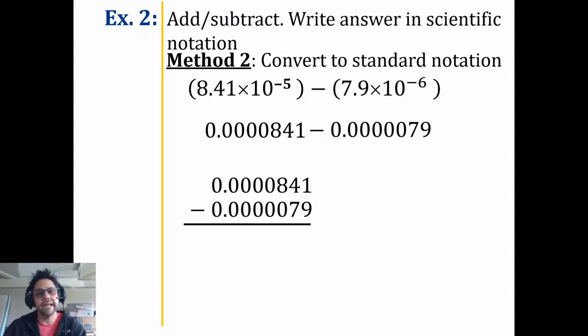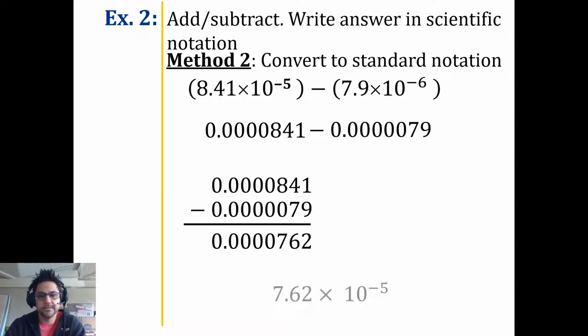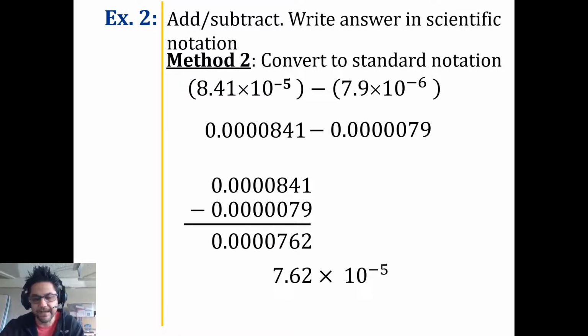Some students might like method 2. Now that I've done my subtraction correctly, I need to make sure my answer is truly in scientific notation. Again, it's a 1 through 9 option. Move it a bunch of times. Let's see here. 1, 2, 3, 4, 5. And since it's a small number, it has a negative 5 for the exponent.